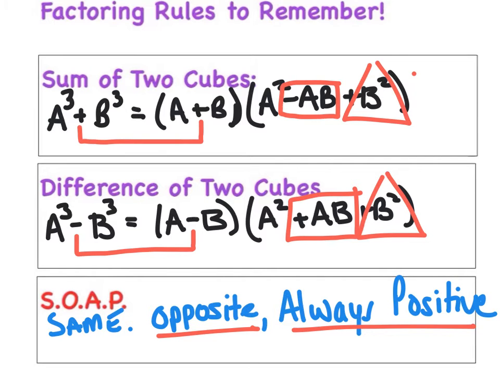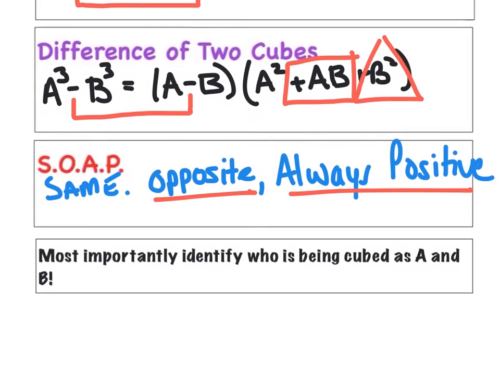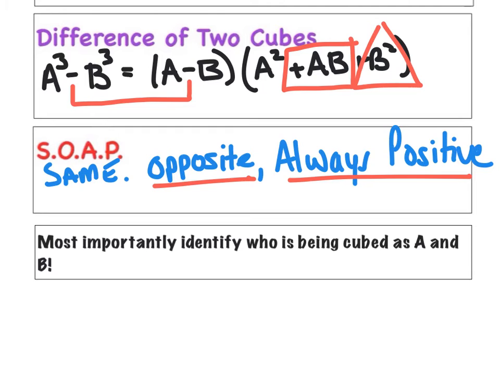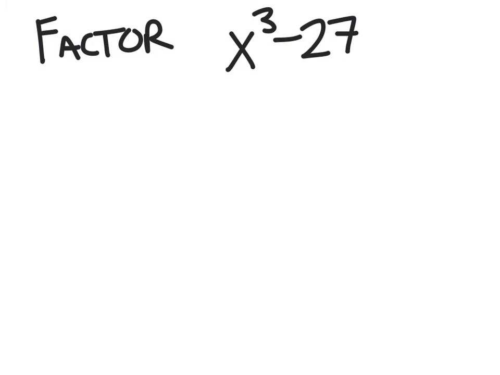Now, here's the other trick I always want to make sure we do, and again, most importantly, let's get this in your notebook and highlighted. You always want to identify who's being cubed as a and who's being cubed as b. Okay, we always have to figure out who a and b are before we can do anything. And we're going to run through some examples and really try to make you feel confident in this idea.